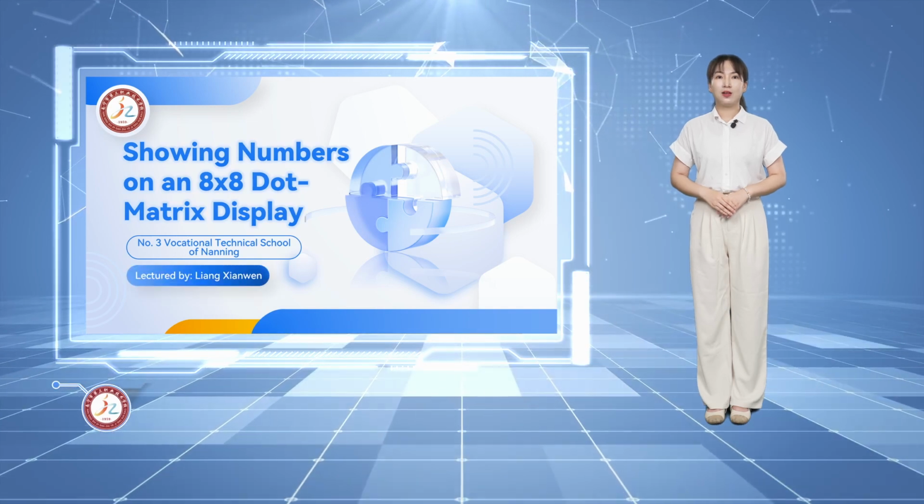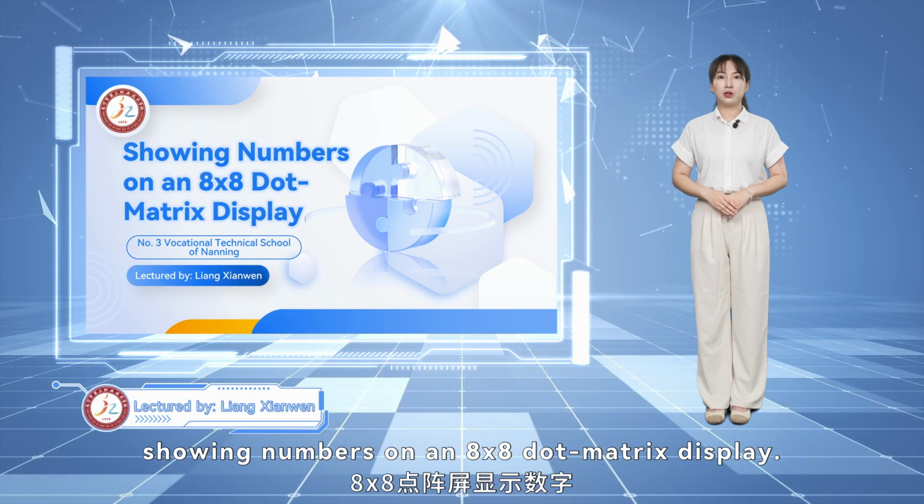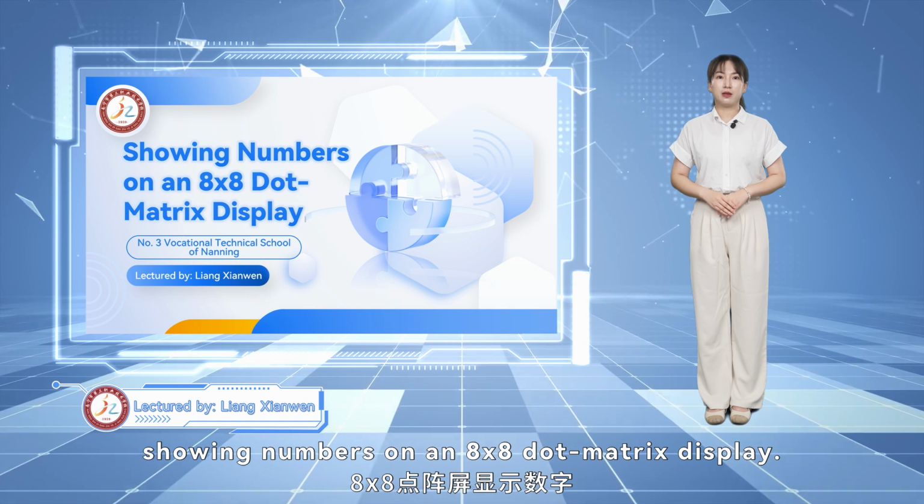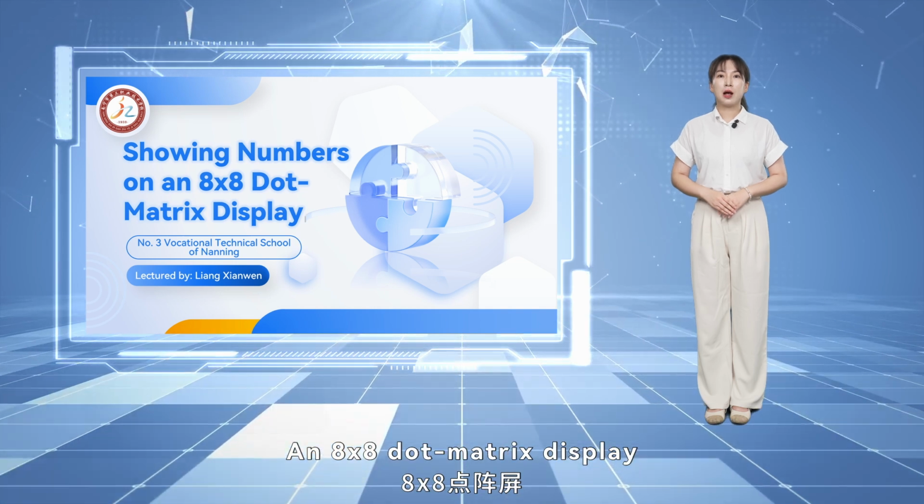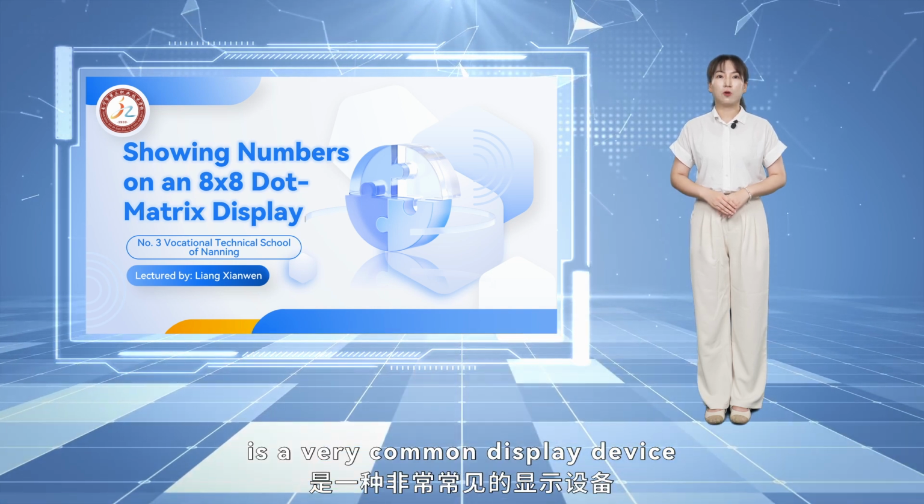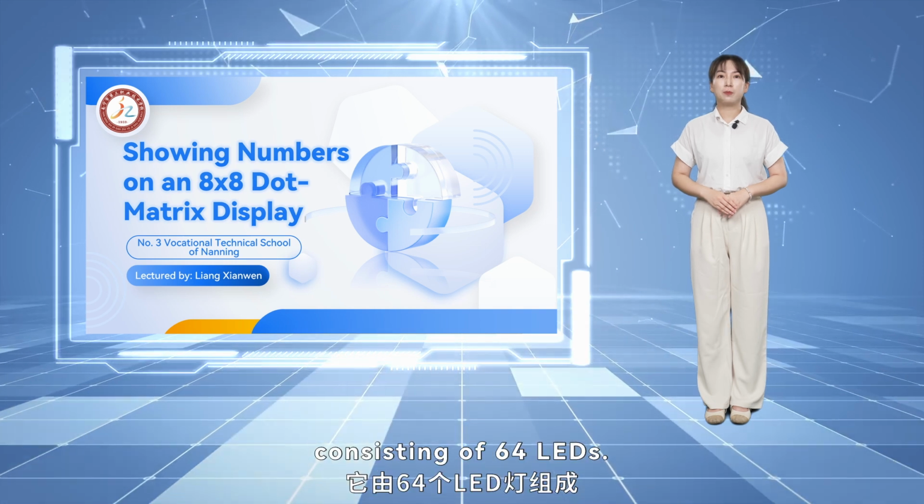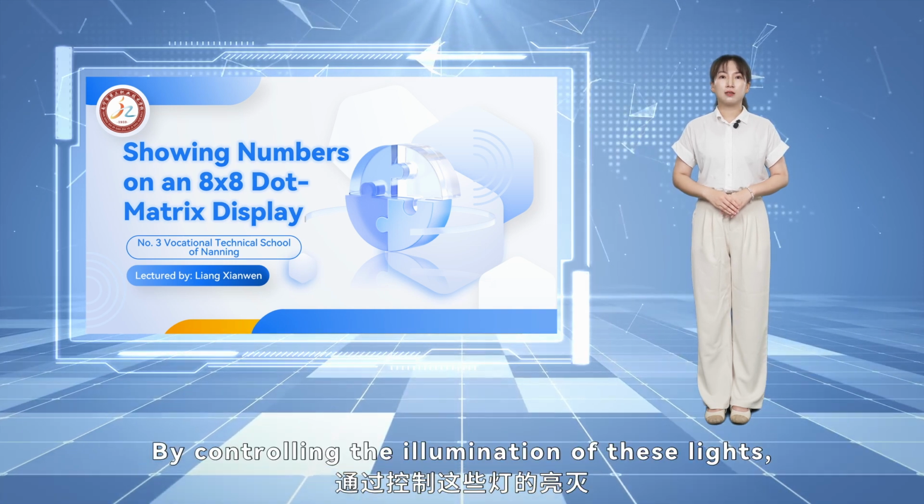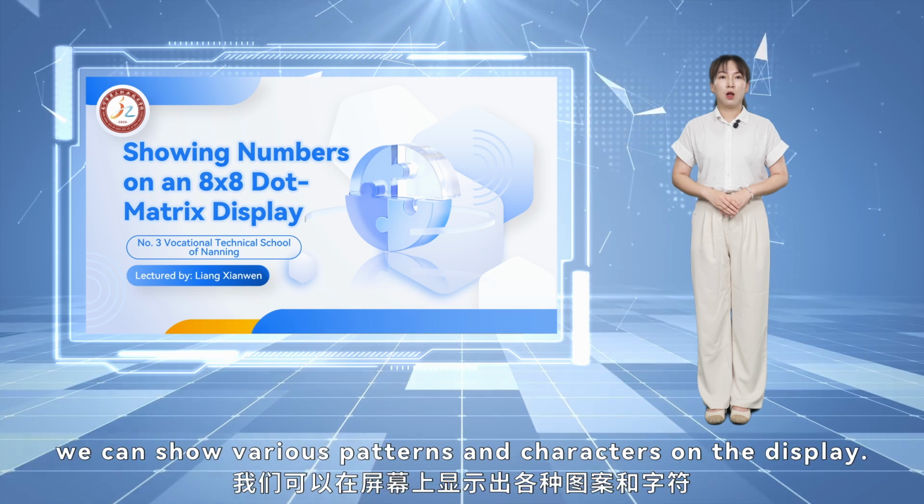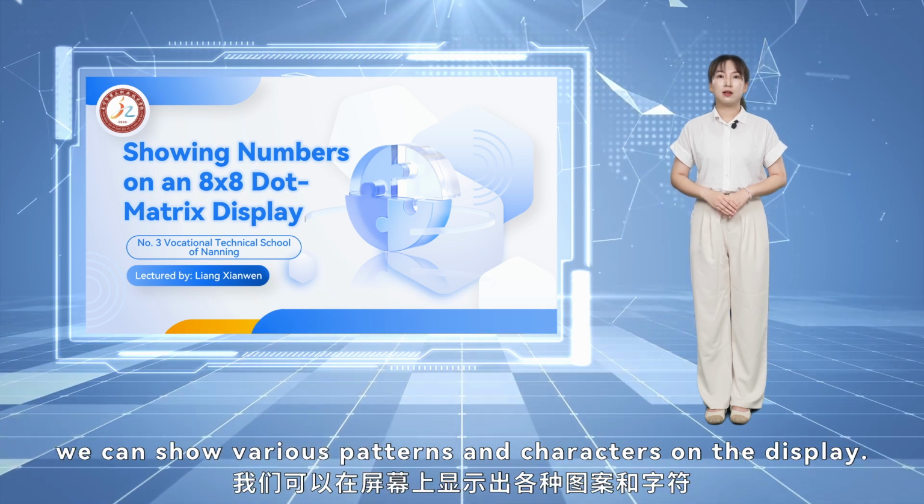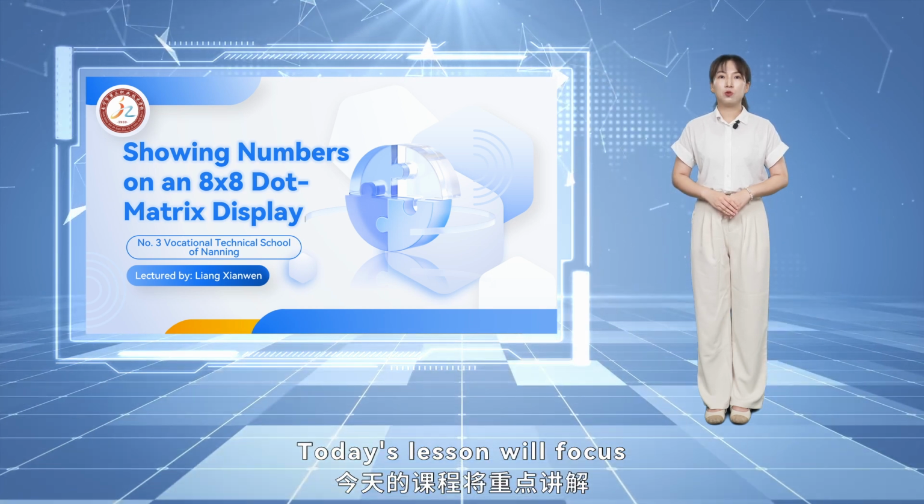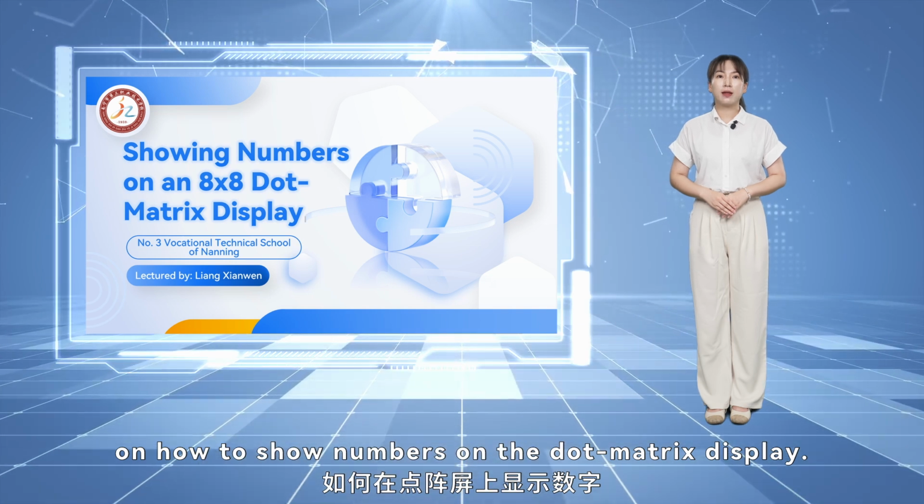Hello everyone. Today, we will learn about showing numbers on an 8x8 dot matrix display. An 8x8 dot matrix display is a very common display device consisting of 64 LEDs. By controlling the illumination of these lights, we can show various patterns and characters on the display. Today's lesson will focus on how to show numbers on the dot matrix display.